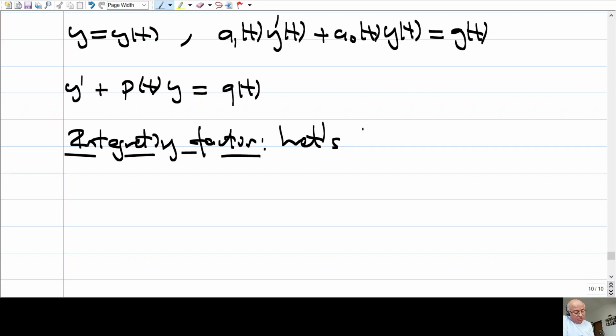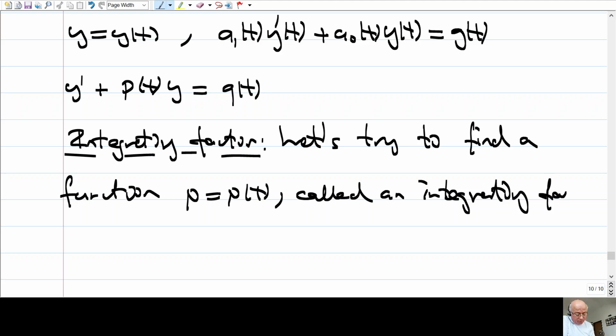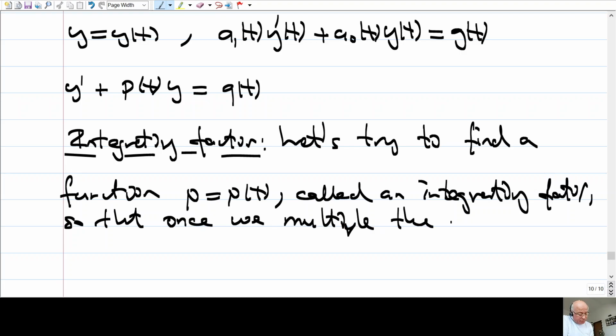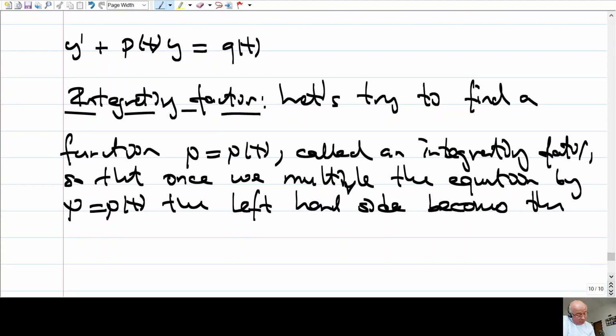So let's try to find a function mu of t, which will be called an integrating factor, so that once we multiply the equation by mu(t), the left hand side becomes the derivative of something.